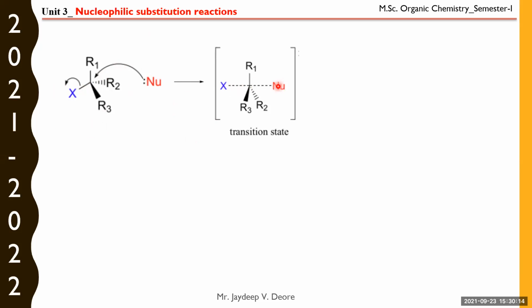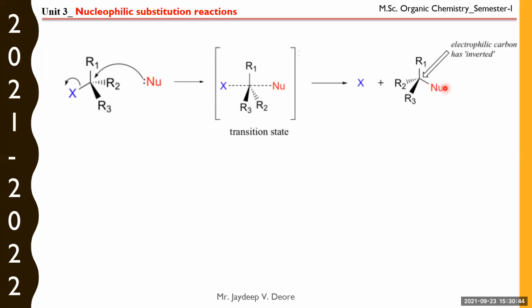So here a partial bond between this carbon and the nucleophile is there. A new bond is going to be formed, while this bond is going to break. The C-X bond is going to be cleaved, the bond between the leaving group and the alpha carbon. So this dotted line indicates the partial bond formation and partial bond cleavage. So this is known as the transition state. After that, the transition state collapses, and the product is going to be formed like this.